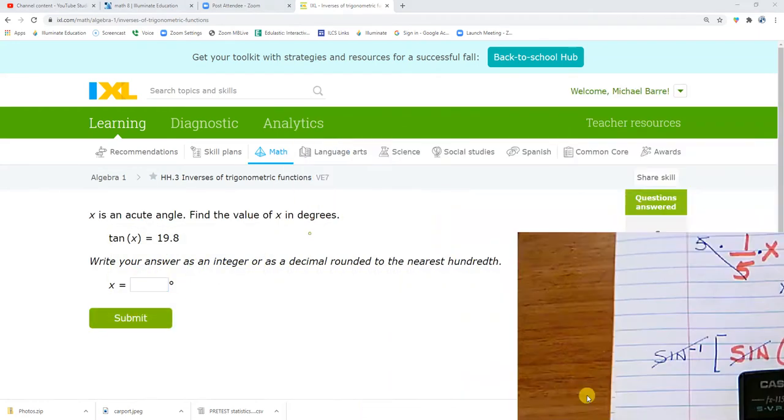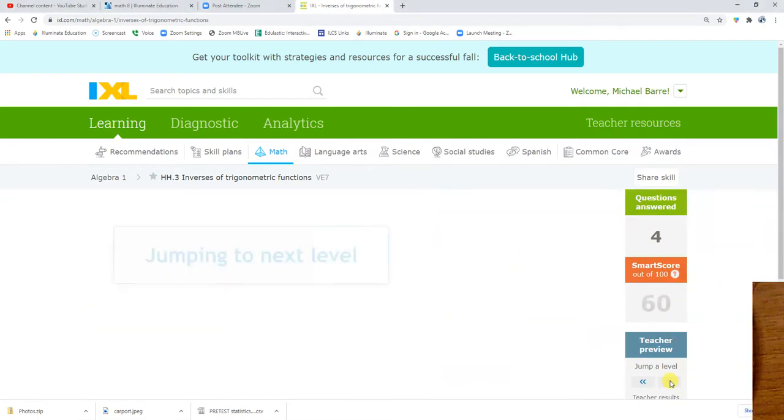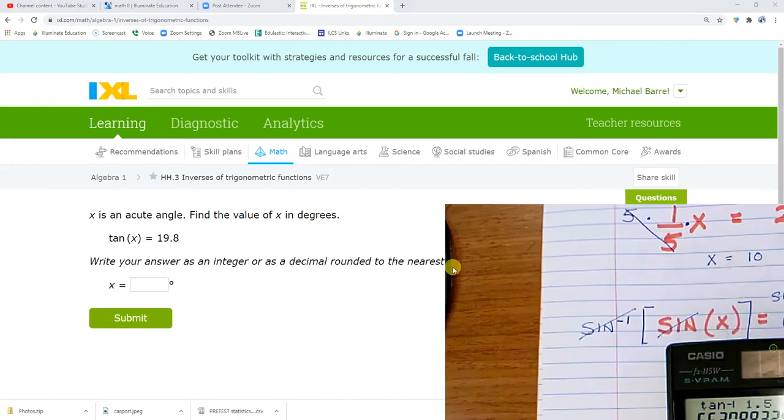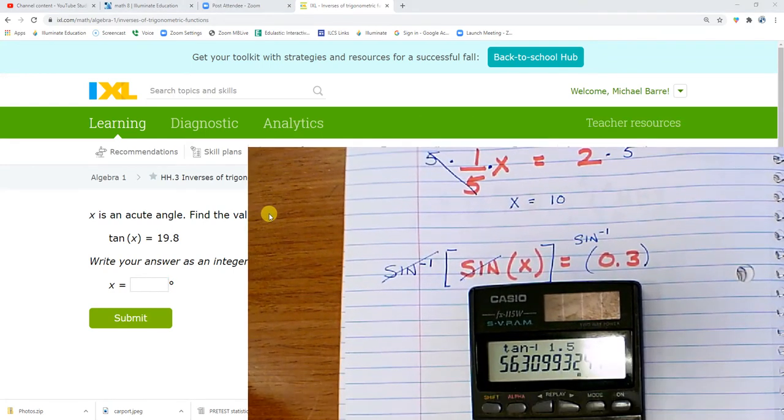Another inverse tangent. Let's jump a level again. Did this get any weirder? That's going to be an inverse tangent again. So there's nothing to this. You're either using inverse sine, inverse cosine, or inverse tangent on all of these problems. So it's the inverses of all those 3 buttons. Inverse tangent, 19.8, 87.11.